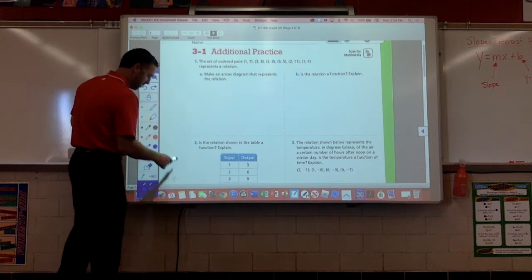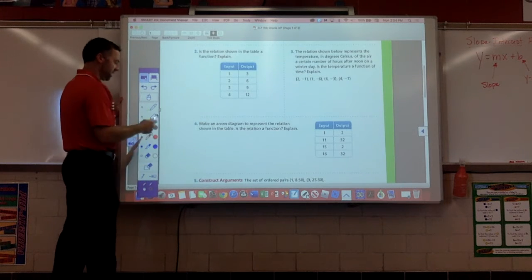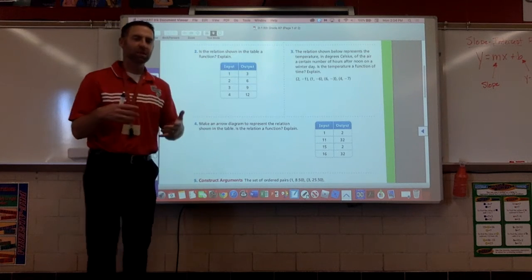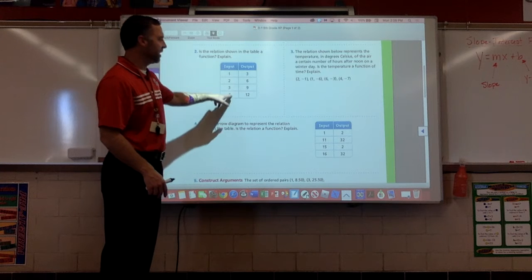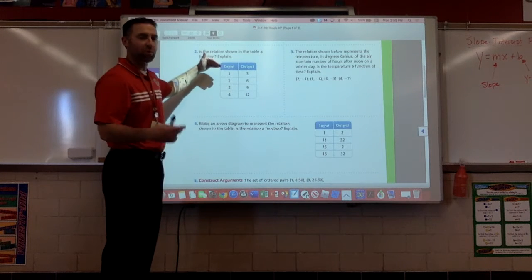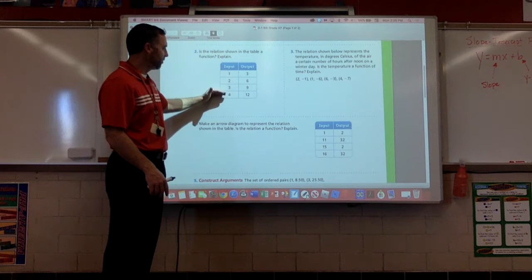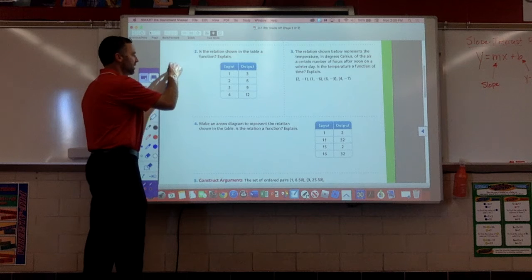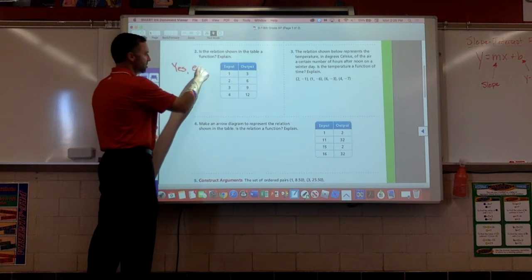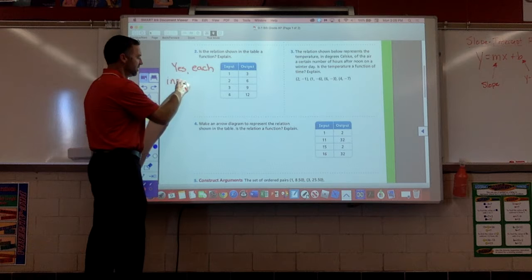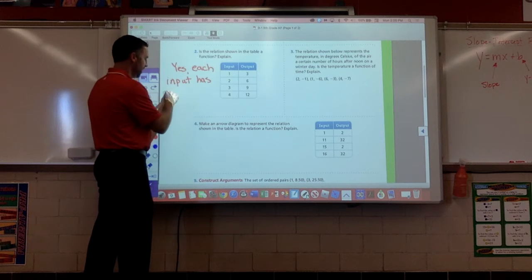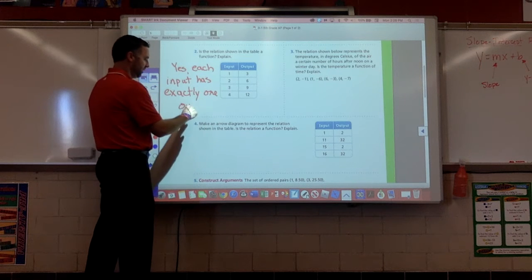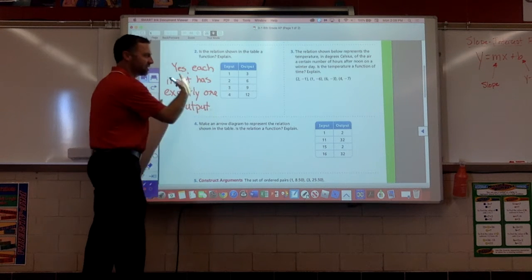Okay, let's move on. We've got to look at this table. Does each input on this table have its own output, folks? If you listen to Mr. Fricky, all we have to do is look at the X values here, our input values. Read them off: 1, 2, 3, 4. Did I ever say the same number twice? No. So is this a function? Yes. Each input has exactly one output. So yes, this is a function.